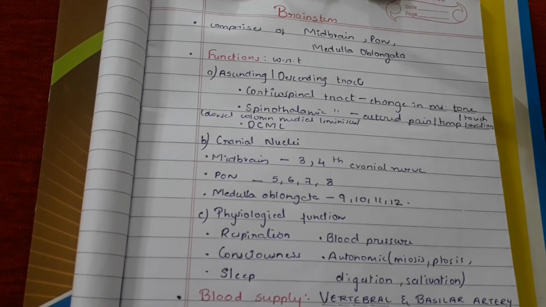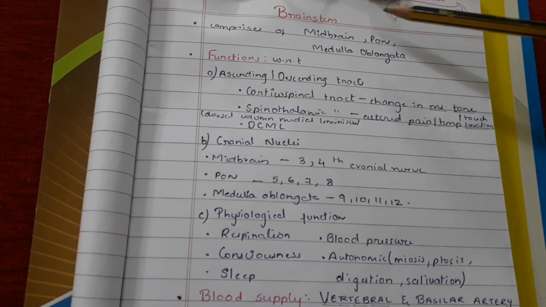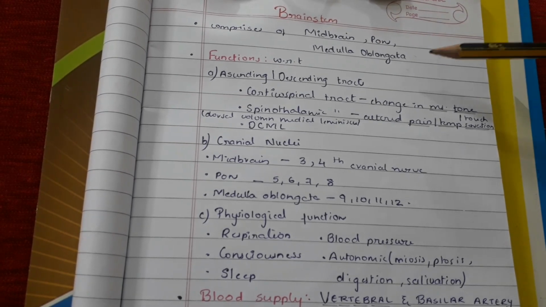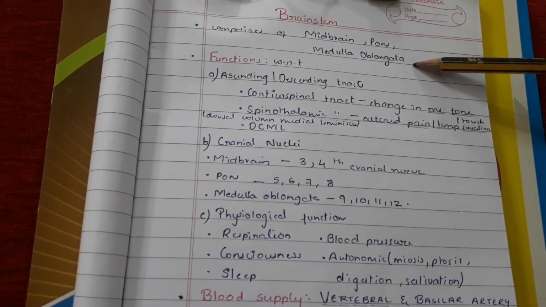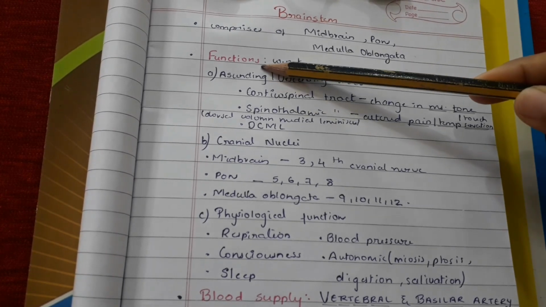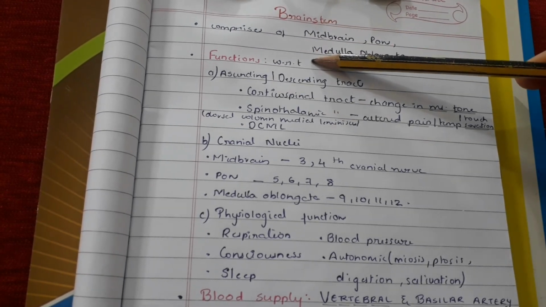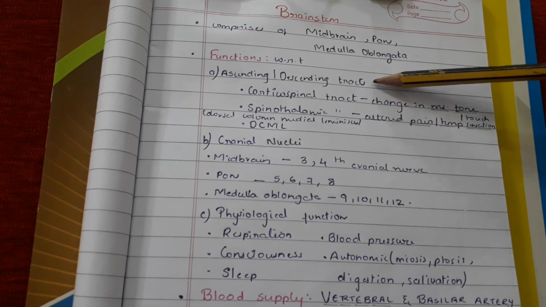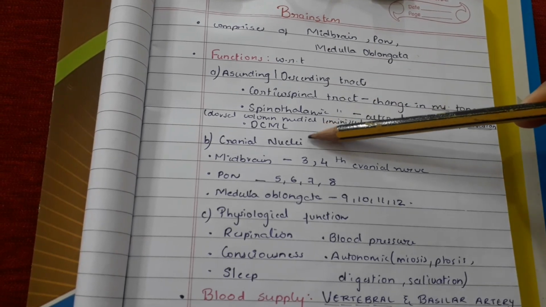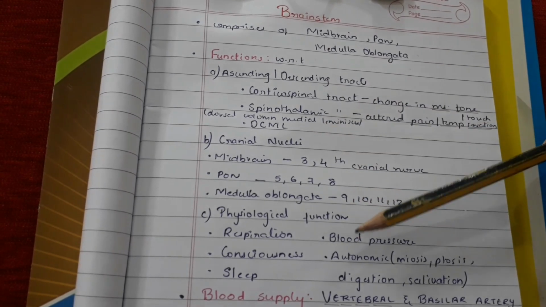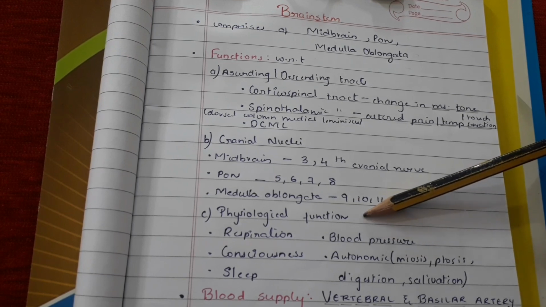Brainstem. The brainstem comprises the midbrain, the pons, and the medulla oblongata. Let's talk about the functions of the brainstem with respect to the following. The first one is the ascending and descending tracts, secondly cranial nuclei, and thirdly the physiological functions.